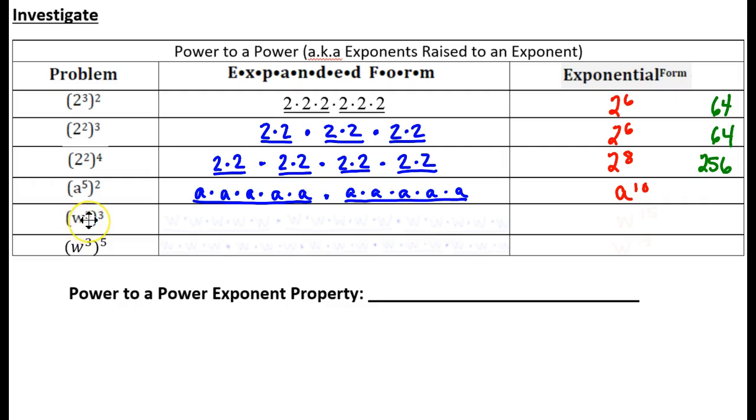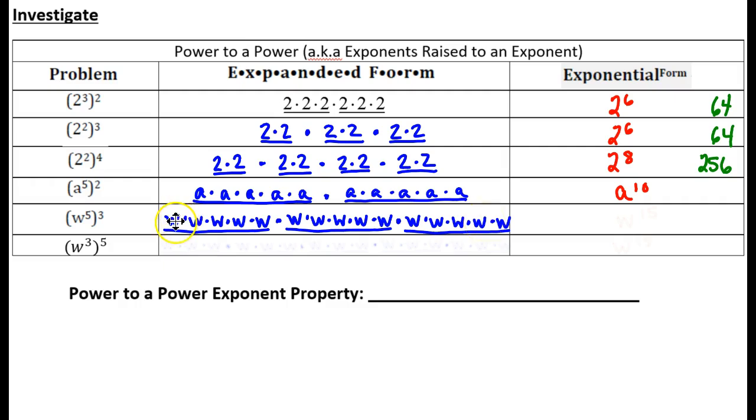Here I have w to the 5th power raised to the 3rd power. So I have w times w times w times w times w. So that's one time, multiplied with w times w times w times w times w. A second time, and now I need one more time for a total of 3. So times w times w times w times w times w.